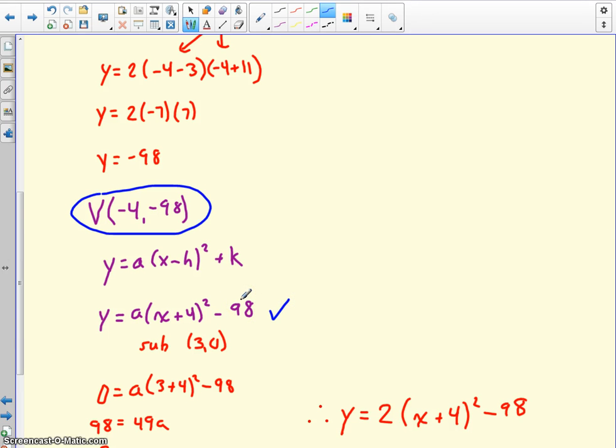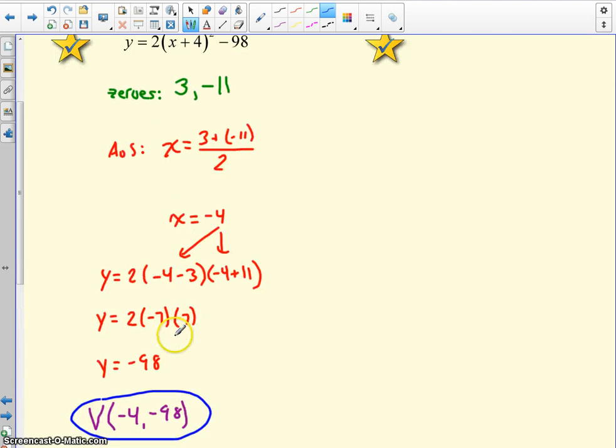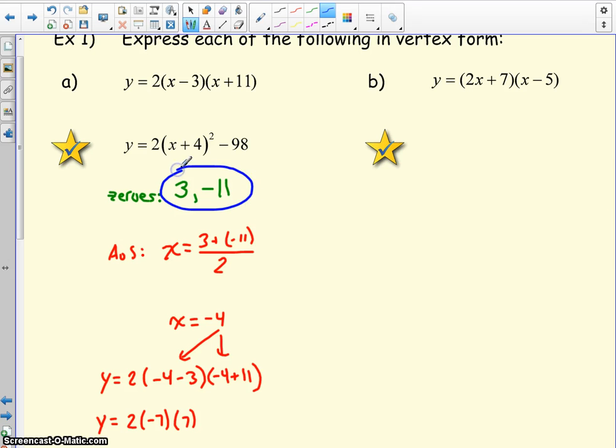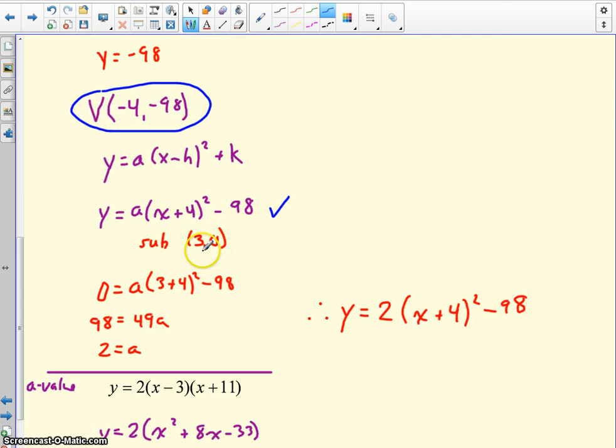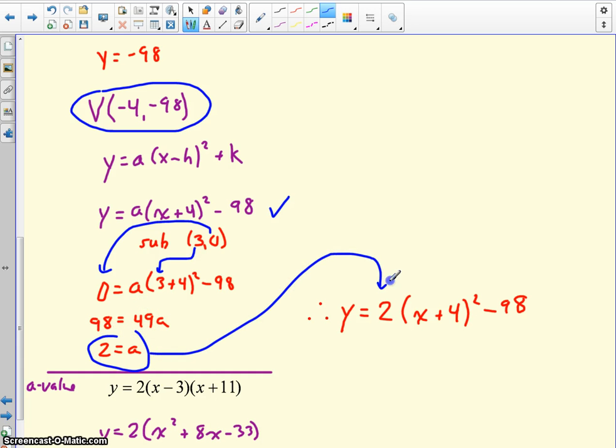Then I need to find my a value. To find your a value, there's a couple ways we can go about it. The way that most of you probably tried was to sub in a point, a point that we haven't used yet in vertex form. If we go back to where we started, we have two zeros here, so you could use the point 3, 0, or the point -11, 0. Either one will work. I chose 3, 0 only because it was a nicer number to work with. I put in 3 for x and 0 for y, did some algebra, and solved the equation for a, which gave me an a value of 2, which I then put into the equation.